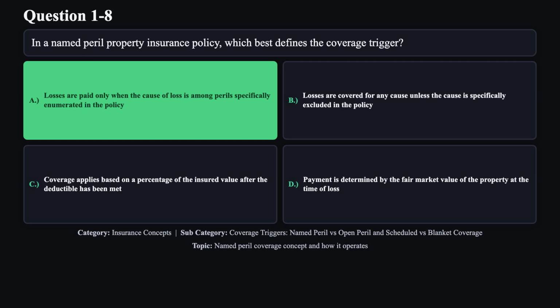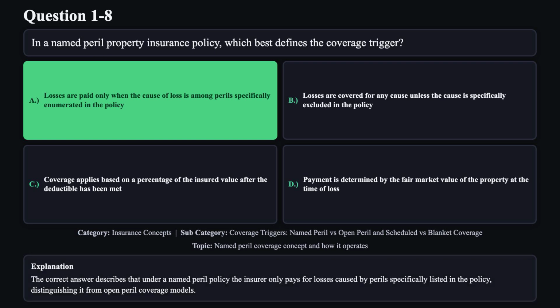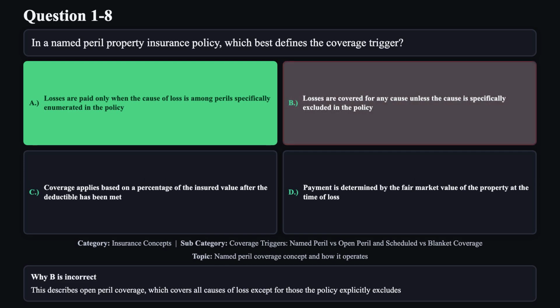The correct answer is A. The correct answer describes that under a named peril policy, the insurer only pays for losses caused by perils specifically listed in the policy, distinguishing it from open peril coverage models. Reason B is not correct. This describes open peril coverage, which covers all causes of loss except for those the policy explicitly excludes.